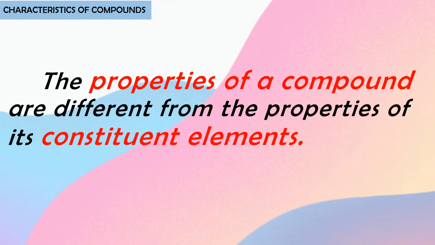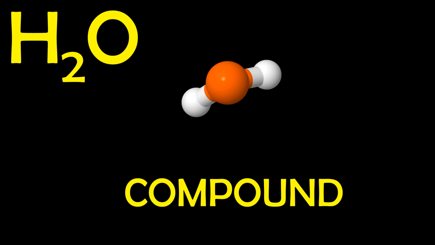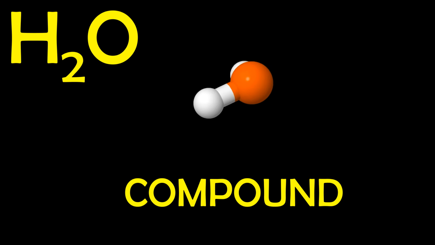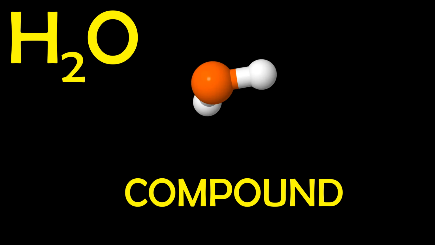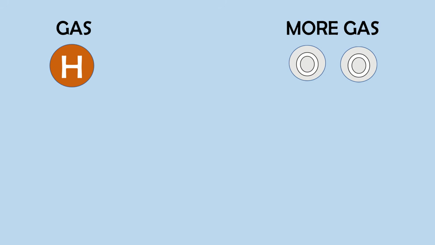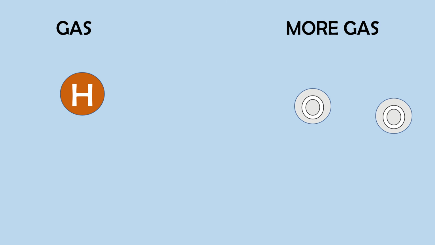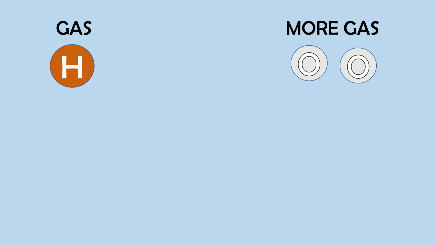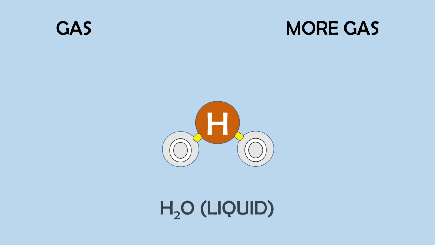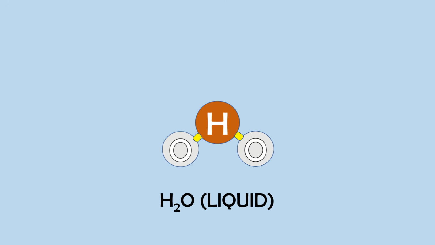Let's take H2O or water again. If we split water into its constituent elements, hydrogen and oxygen, they are simply gases that one cannot definitely drink. But when combined together, they become liquid at room temperature. Water.